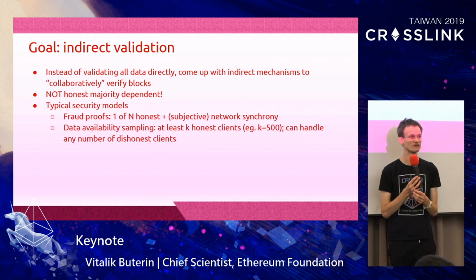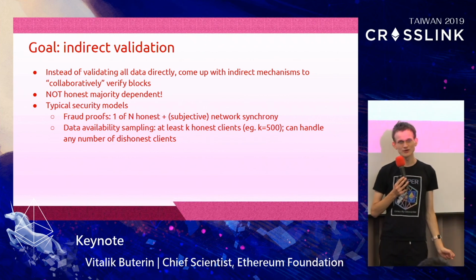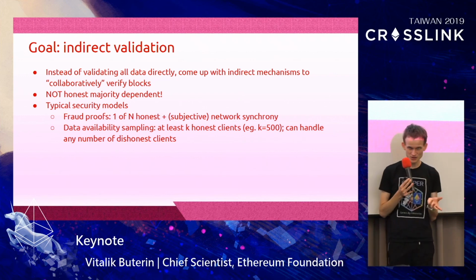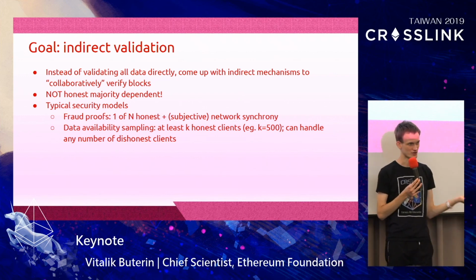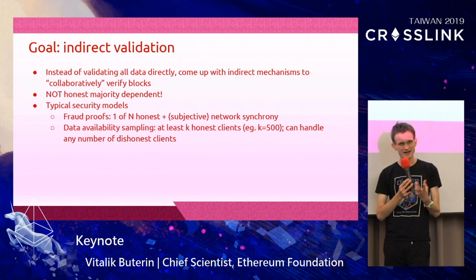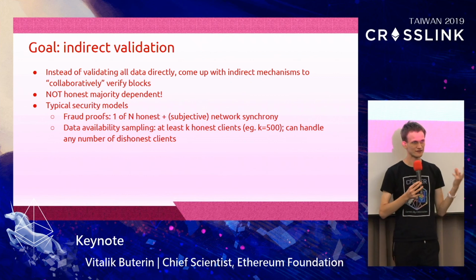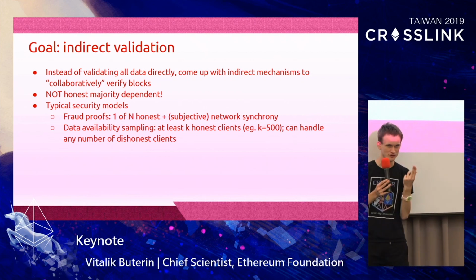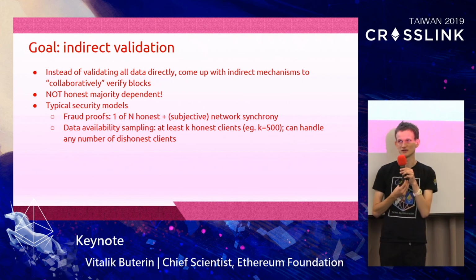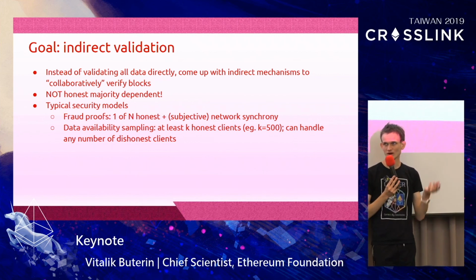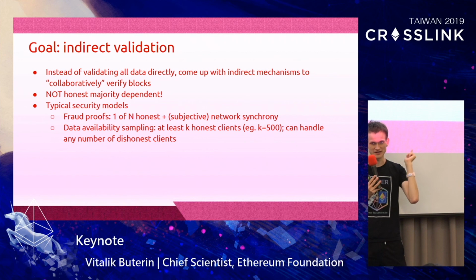The problem is full validation does not scale. And so the goal here is, can we get most of the benefits of full validation without actually doing full validation? And the approach is indirect validation. So basically, you come up with mechanisms where the set of client nodes together collaboratively verify blocks. I verify a little piece, you verify a little piece, someone else verifies a little piece, and together we verify everything. And ideally, we want a mechanism that is not honest majority dependent, right?